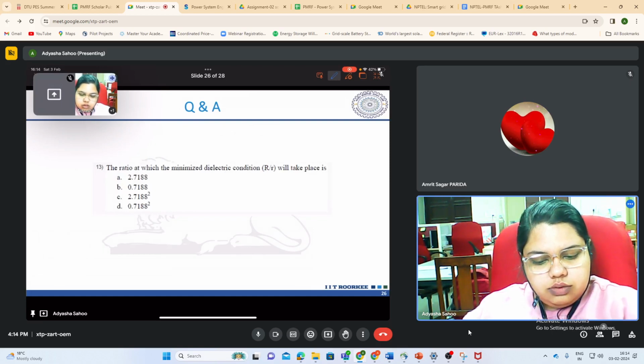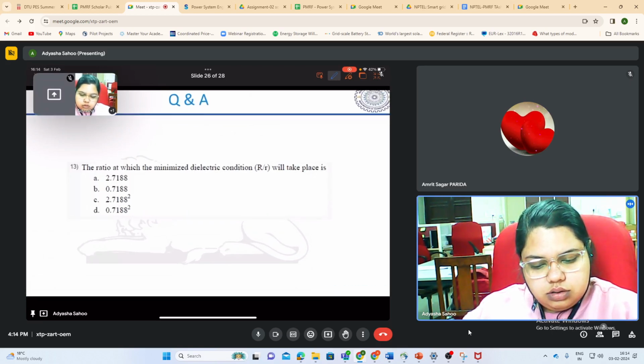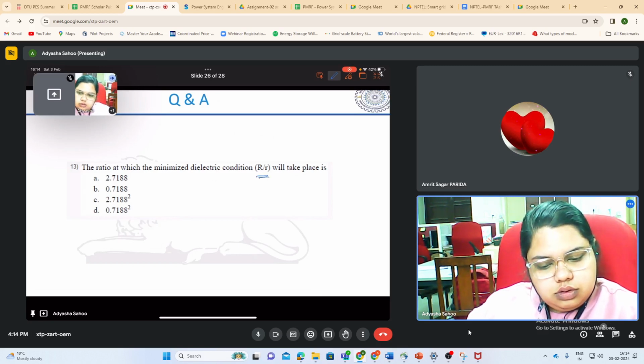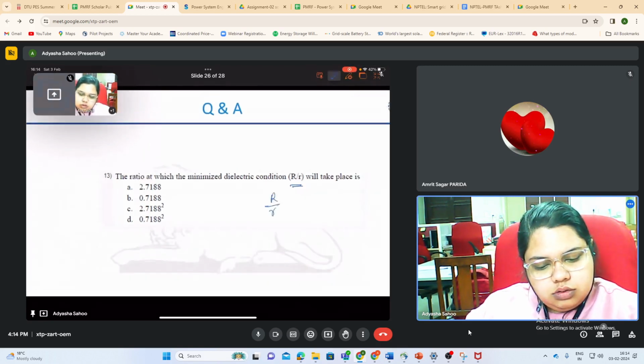Then the ratio at which the minimized dielectric condition, R by r, will take place. It will take place basically when R by r is e, and e is nearly 2.7.